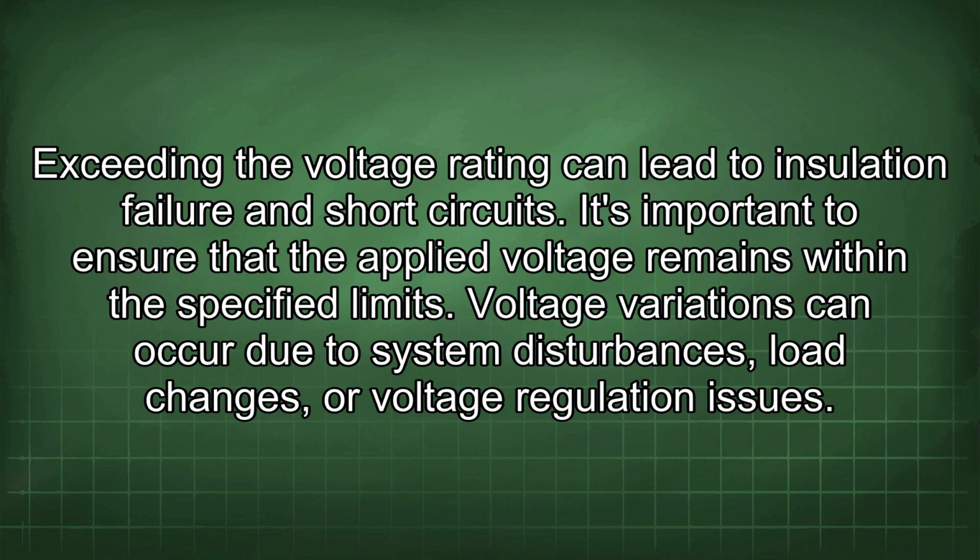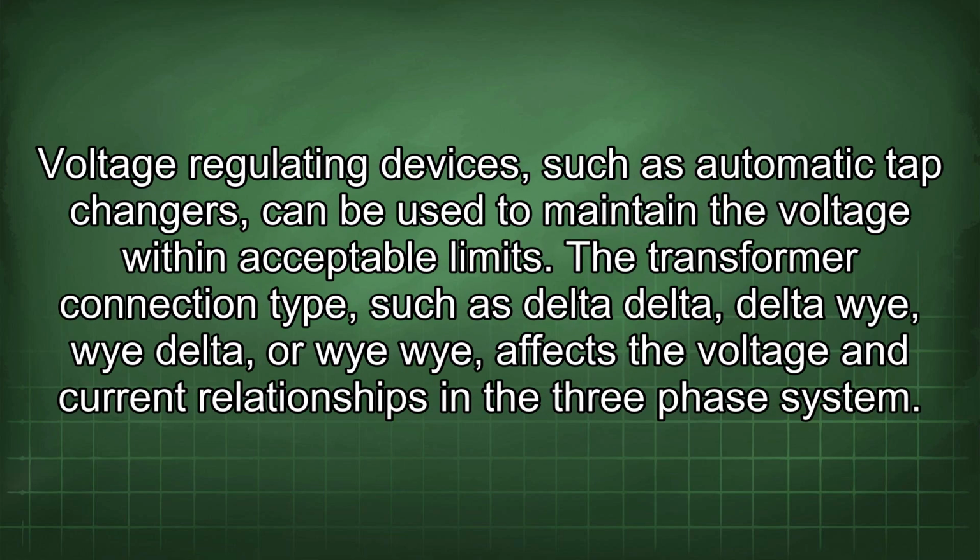It's important to ensure that the applied voltage remains within the specified limits. Voltage variations can occur due to system disturbances, load changes, or voltage regulation issues. Voltage regulating devices, such as automatic tap changers, can be used to maintain the voltage within acceptable limits.